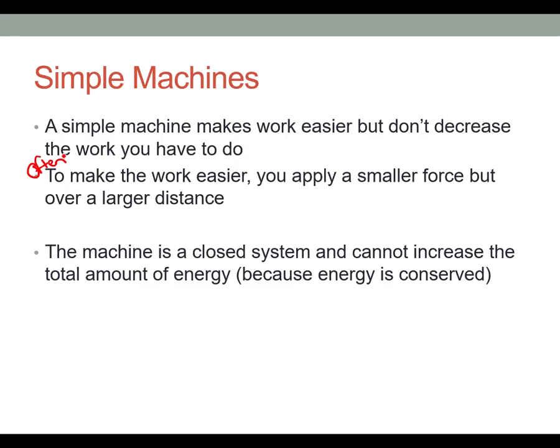So the machine is a closed system and cannot increase the total amount of energy because energy has to be conserved. We have to be able to keep track of it one way or the other. That doesn't mean that we're not losing energy, and that's going to come into play when we talk about things like mechanical advantage and efficiency. We have to be able to keep track of all of it, even if some of it is lost.